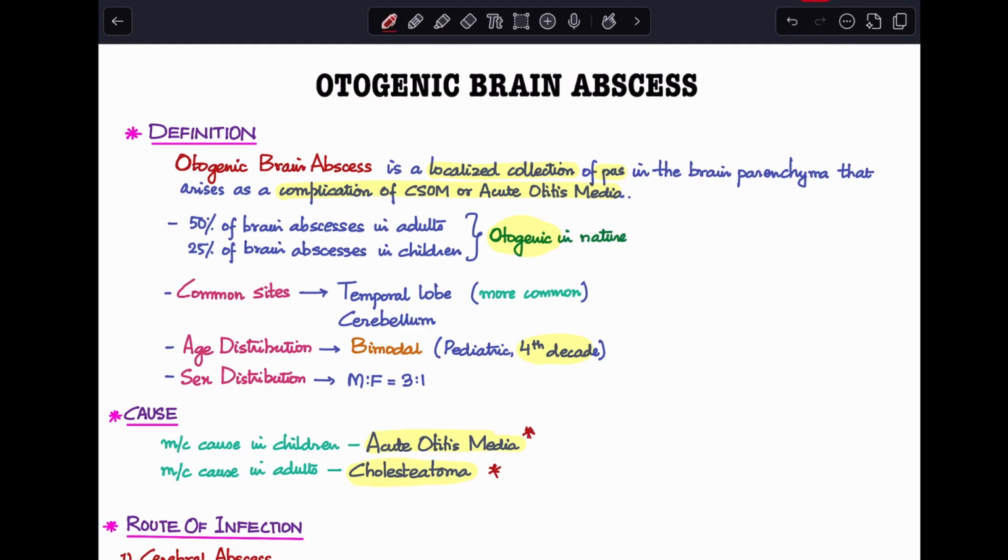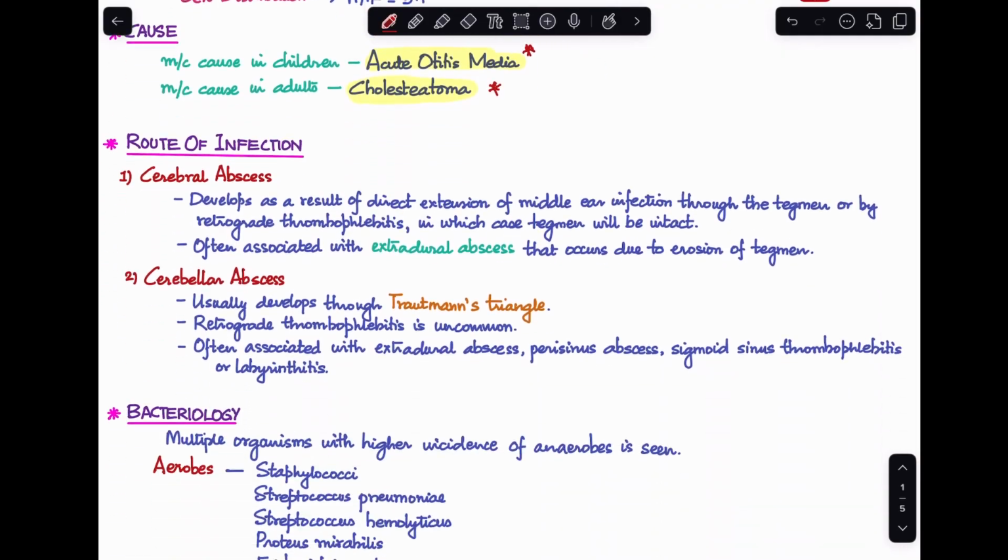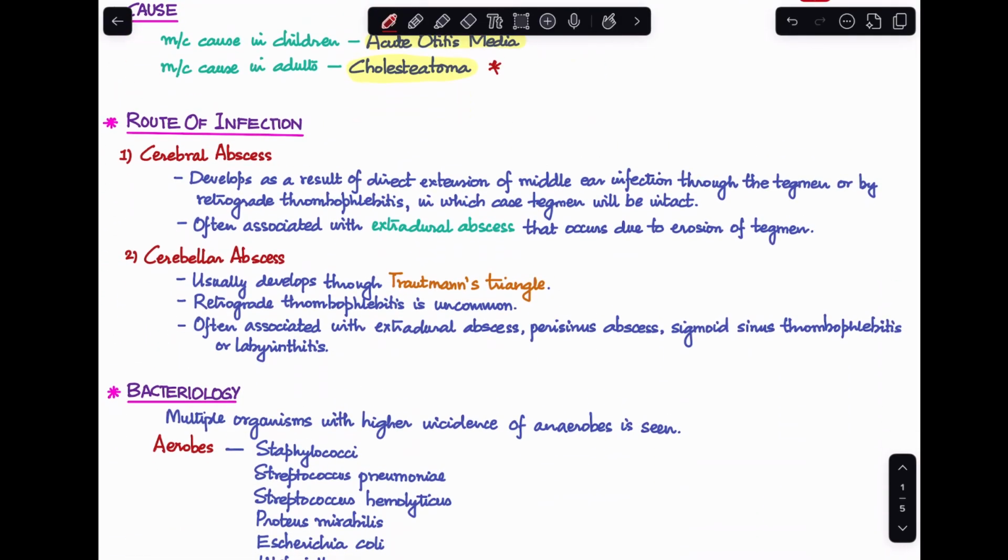Next, let's talk about what is the route of infection in a case of otogenic brain abscess. If it is a case of cerebral abscess, it usually develops as a result of direct extension of middle ear infection through the tegmen or by retrograde thrombophlebitis, in which case the tegmen will be intact. This is often associated with the extradural abscess that occurs due to erosion of tegmen. This is how it spreads in a cerebral abscess.